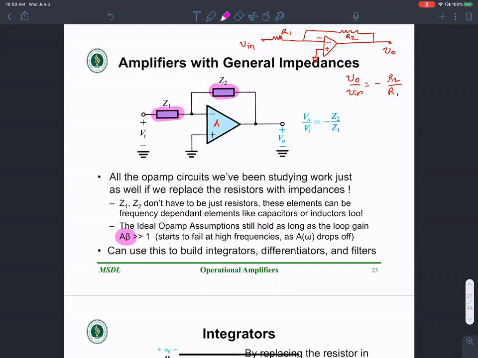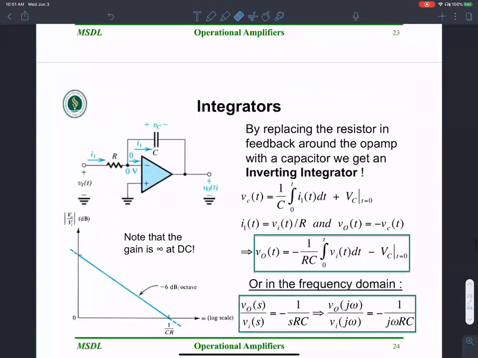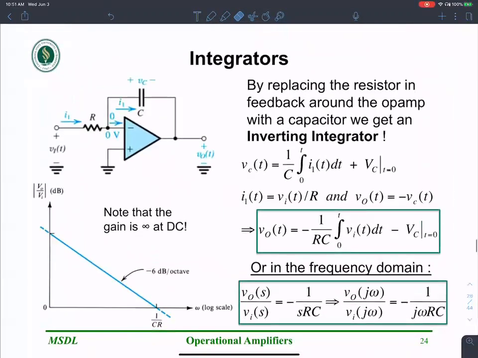Besides that, I can use frequency dependent components in place of the impedance Z1 and the feedback impedance Z2. And this can be used to build many interesting circuits like integrators, differentiators, and filters. So let's take a look at the integrator. It's an inverting integrator.